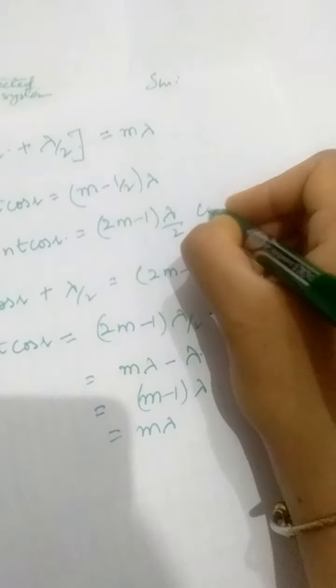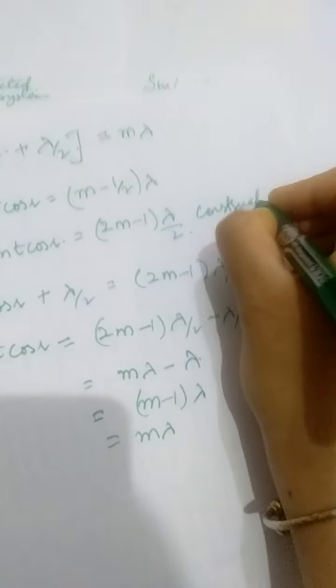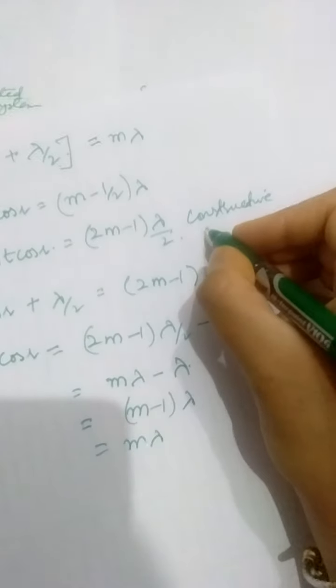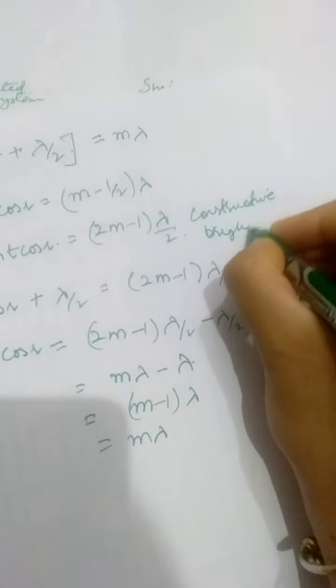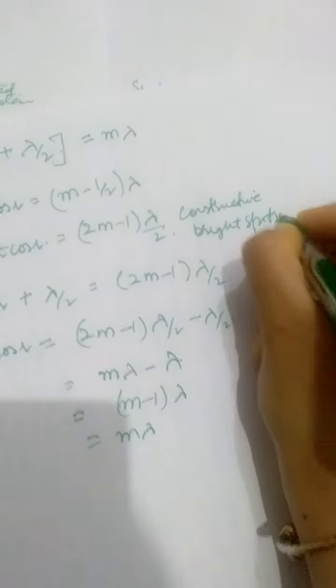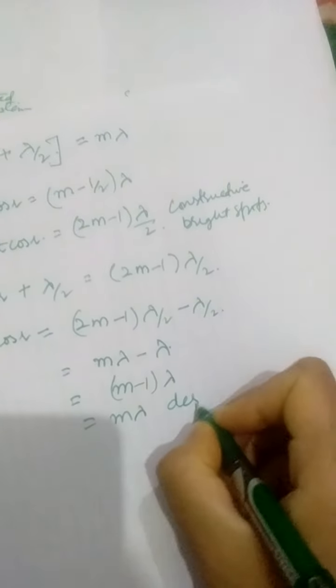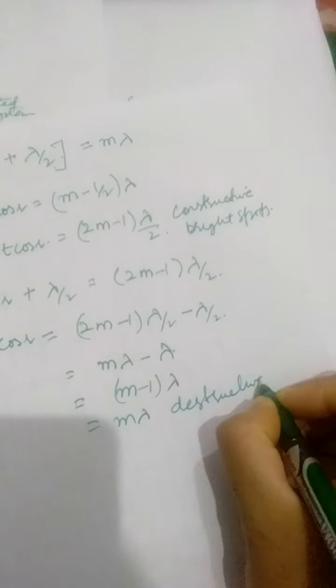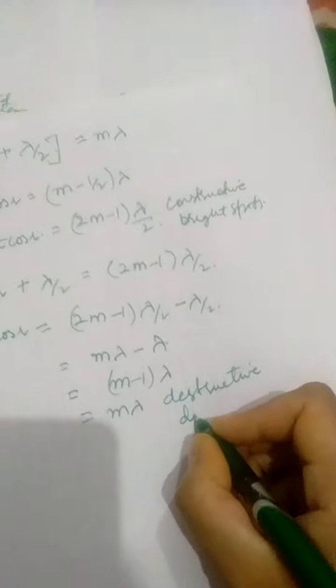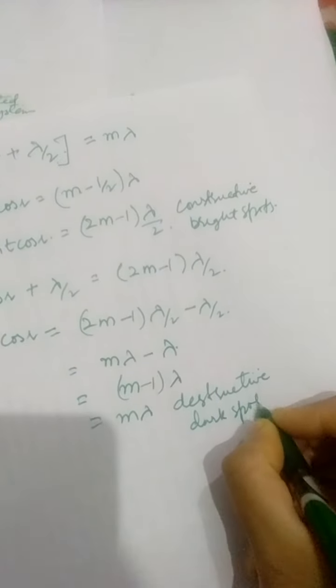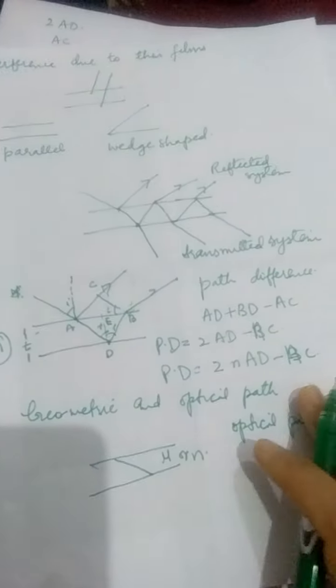Remember, this is the condition for constructive interference, in which we are going to get the bright spots. And this is the condition for destructive interference, wherein we are going to get dark spots. So this is the analytic treatment of the system which has undergone reflection. For reflected rays, this is the analytical treatment.